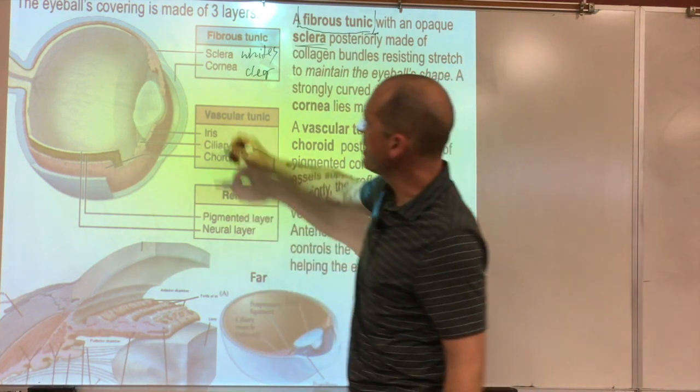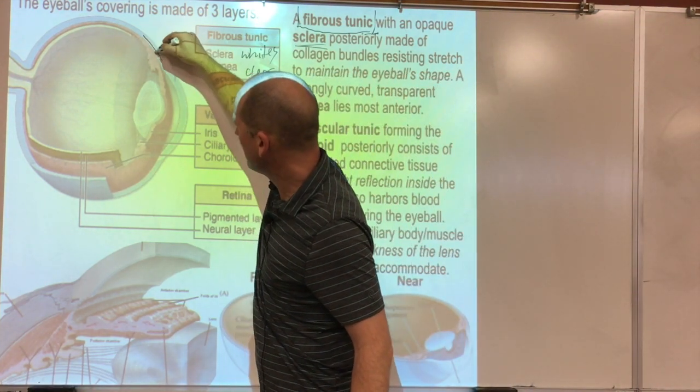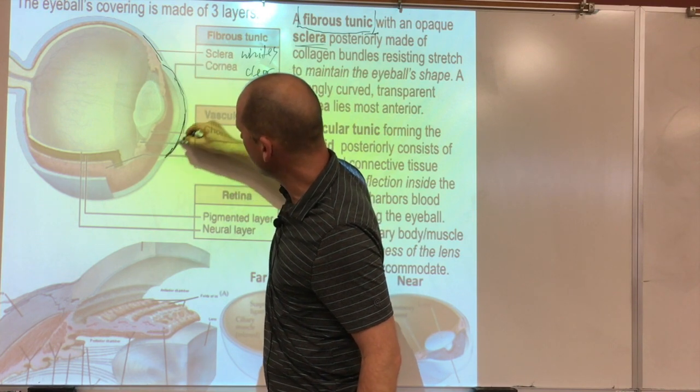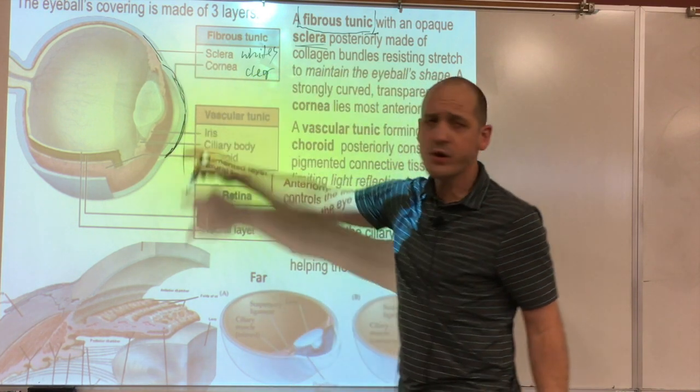So that's all till about here, the white stuff. And then in the front, we still have a lot of the toughness, but now it's clear. And that's the cornea, the clear.